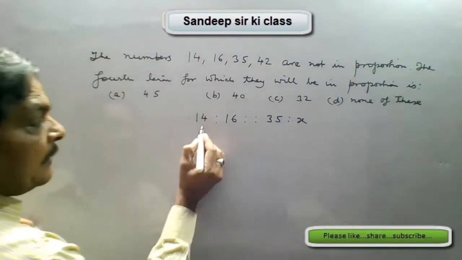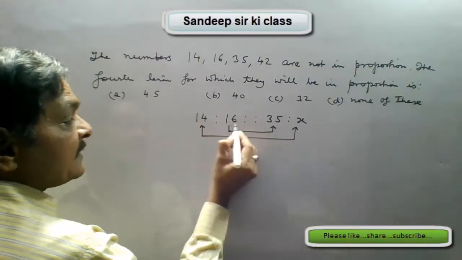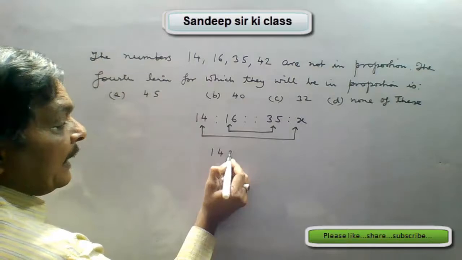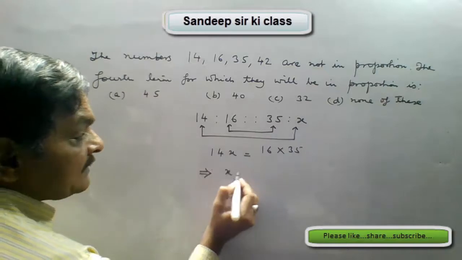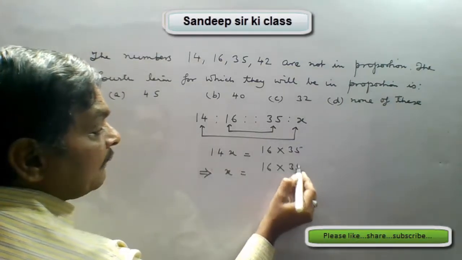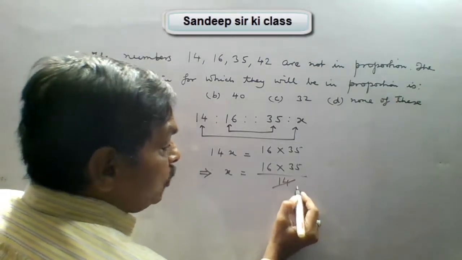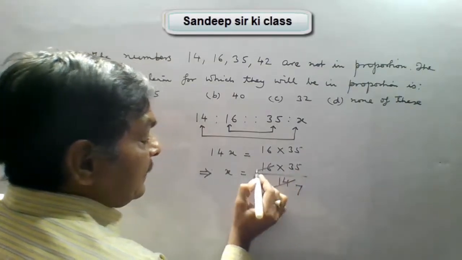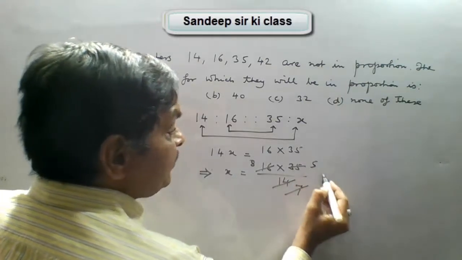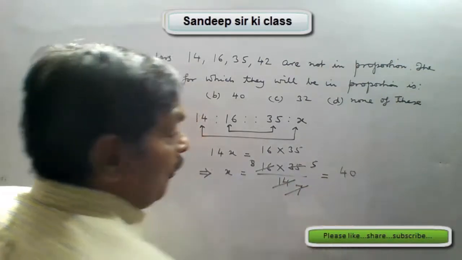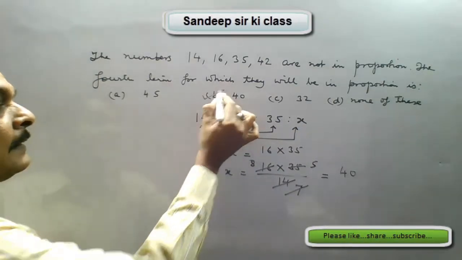Now we know that the product of extremes will be equal to the product of the means. With that, 14x is equal to 16 into 35, which gives us x is equal to 16 into 35 upon 14. Now we simplify it. 14 is cancelled by 2, 7 times, and 16, 8 times. Now 7 cancels 35, 5 times. So 8 into 5 is 40. So our fourth term is 40. Option B here is correct.